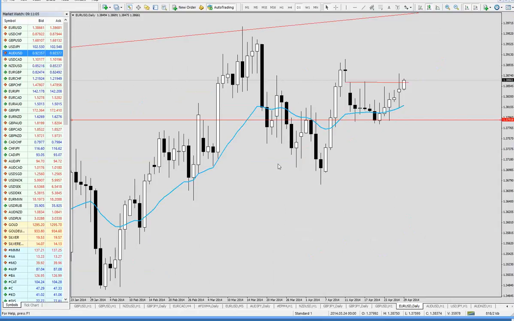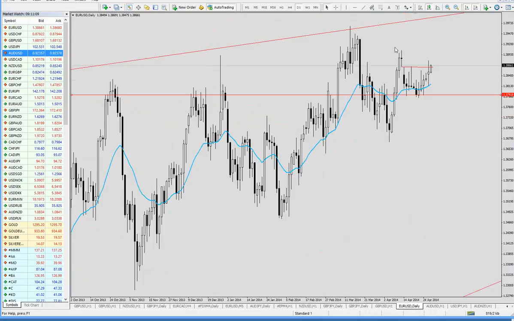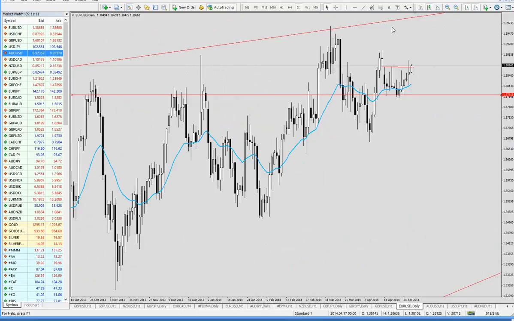Euro dollar. Actually, nothing to say here.